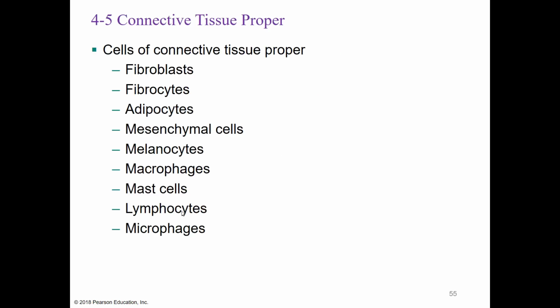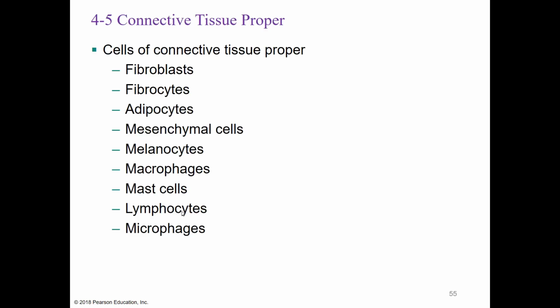So in connective tissue proper, remember the rule. So the rule is that all connective tissues must have three items. 1, specialized cells. 2, fibers. And 3, ground substance. Remember that fibers and ground substance are what we call the matrix collectively.